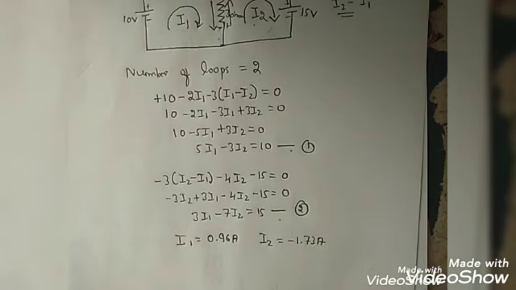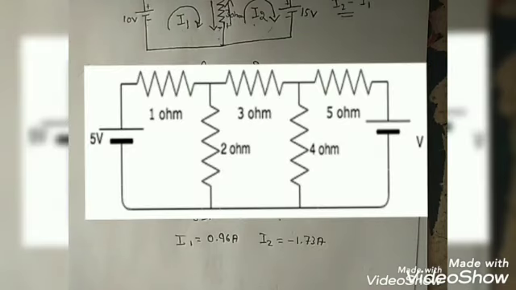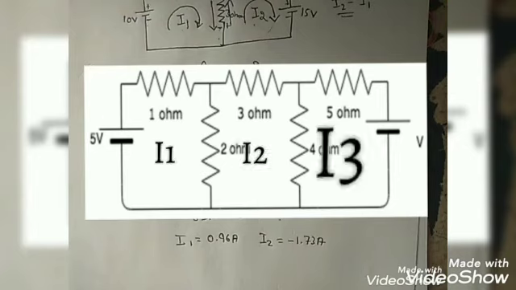If we have three loops like this, then we'll assign the currents as I1, I2 and I3 for each loop, and we'll follow the same procedure.